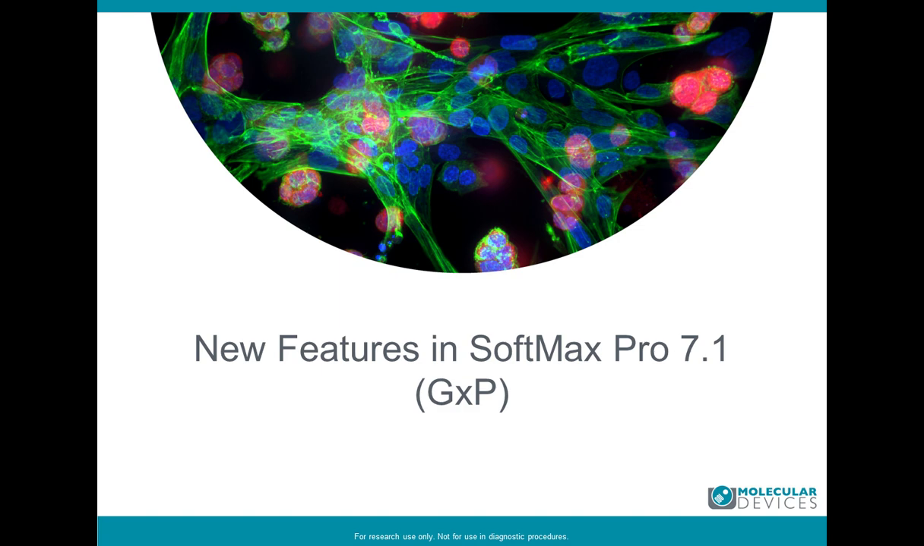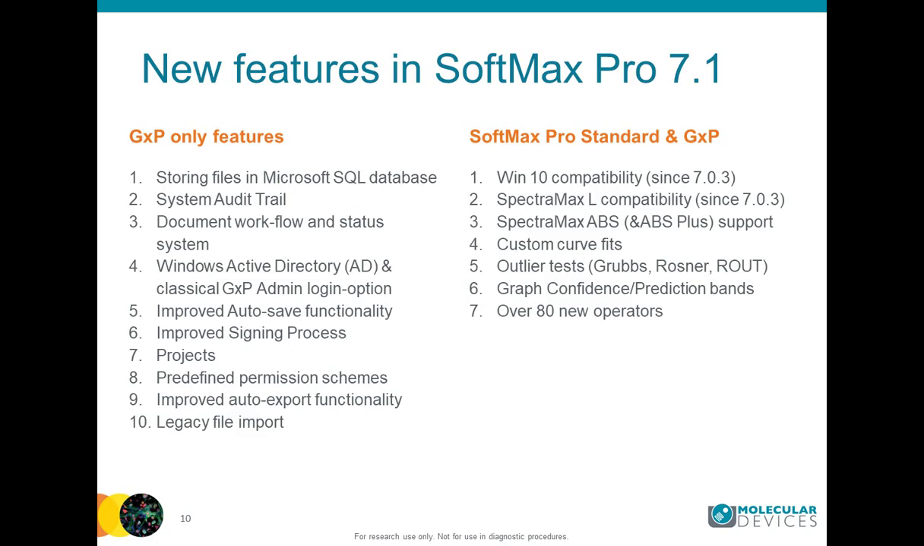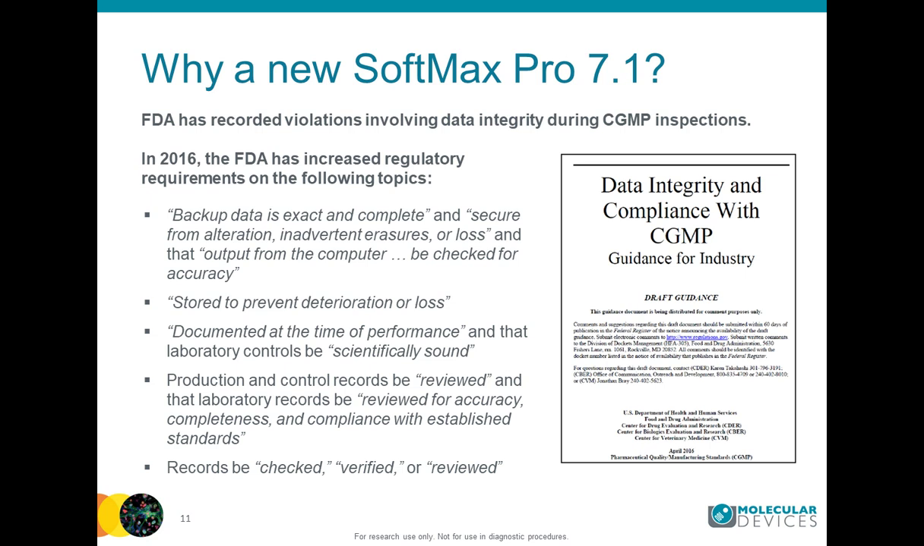So what are all the new features in SoftMax Pro 7.1? And more importantly, why do we even have a new SoftMax Pro 7.1? The features not only extend to the GxP part, but also to the standard. But in this presentation, we will mostly focus on the GxP features. So in 2016, a new data integrity guideline was released by the FDA. This was a proposal and it was finalized in 2018, but the changes were very minor. So this is why we refer to it as the 2016 integrity guideline.